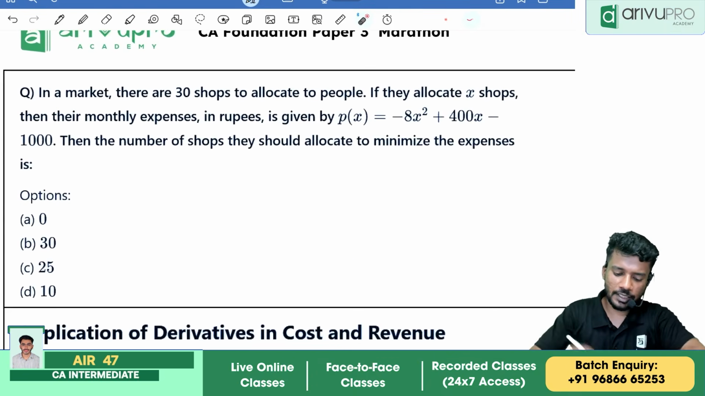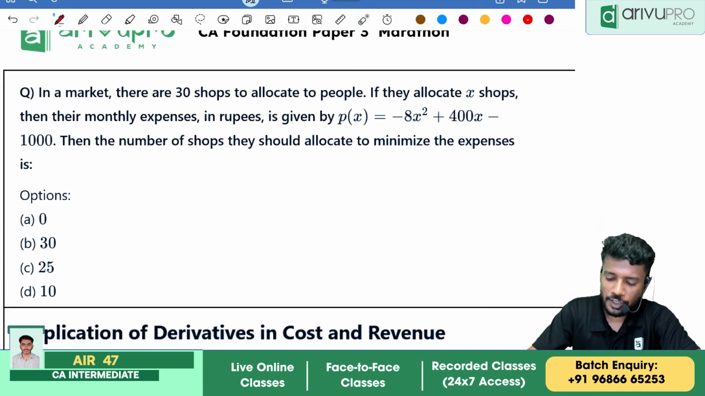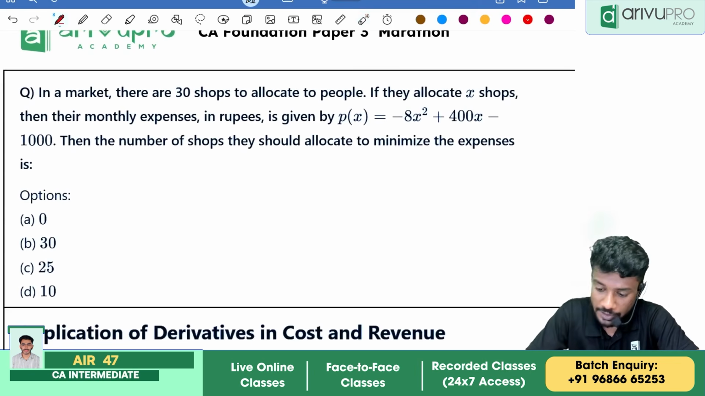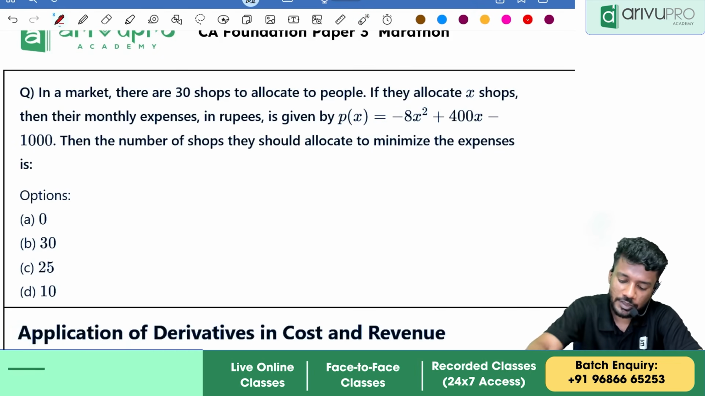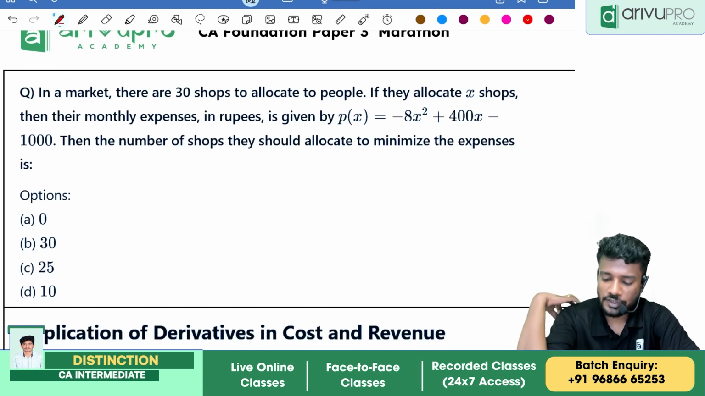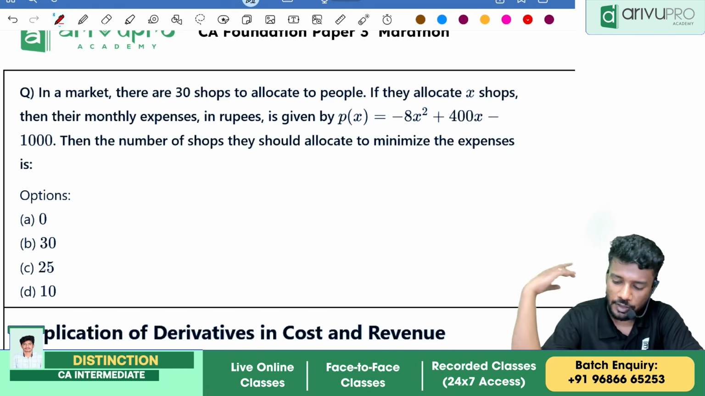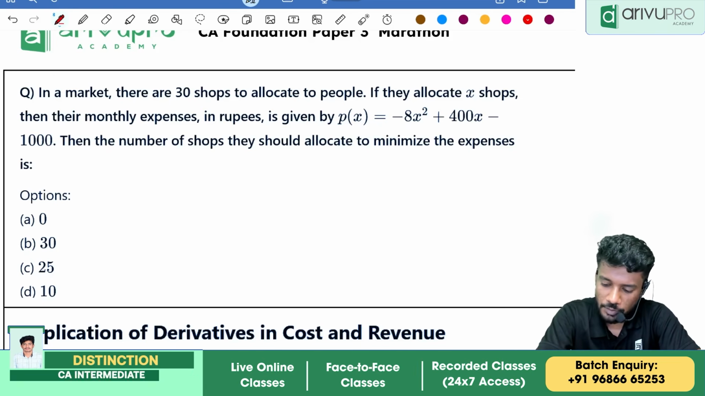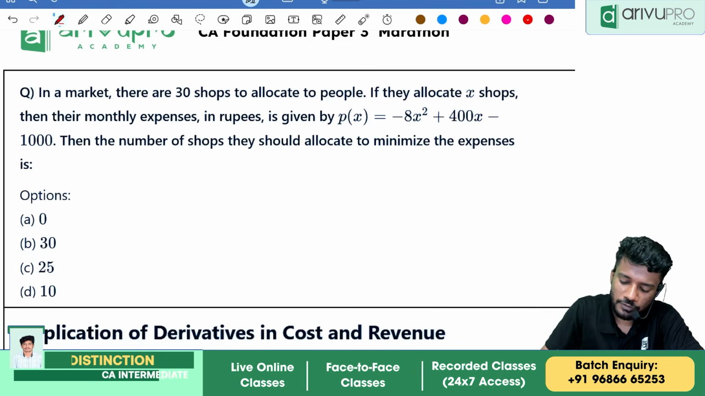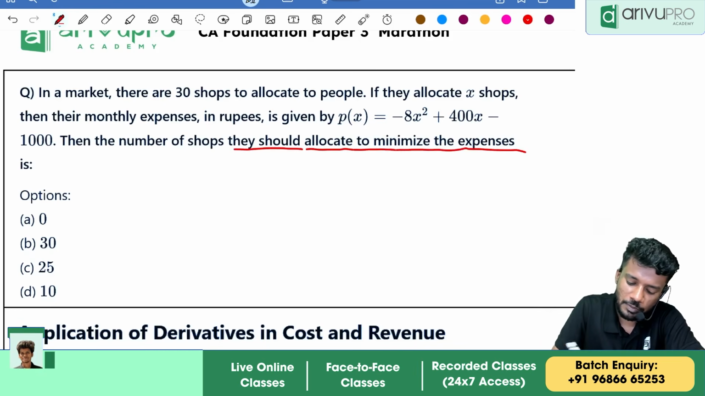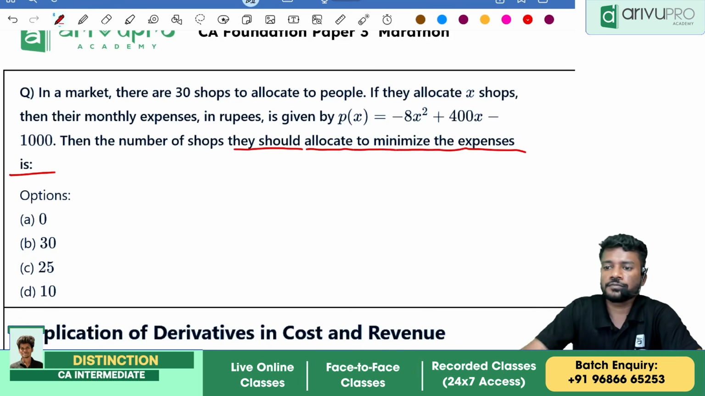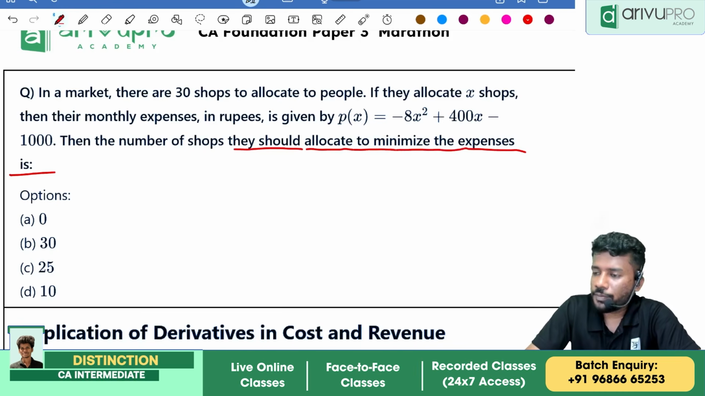In a market, there are 30 shops to allocate to people. If they allocate x shops, then their monthly expenses in rupees is given by P of x is equal to minus 8x square plus 400x minus 1000. Then how many shops should they allocate to minimize the expenses? What is the step?